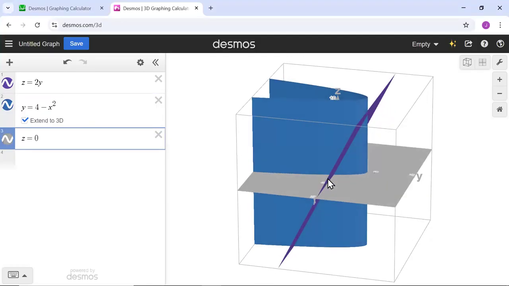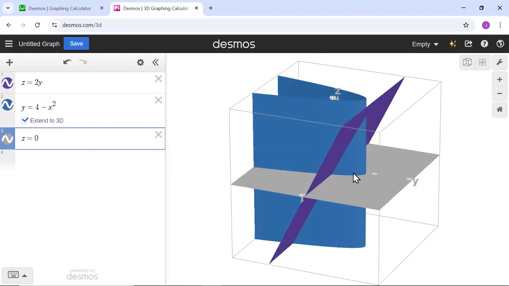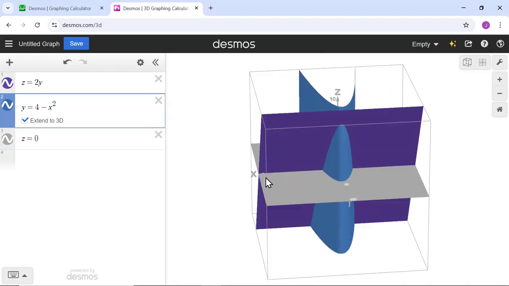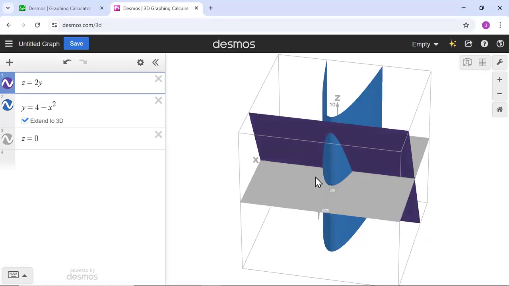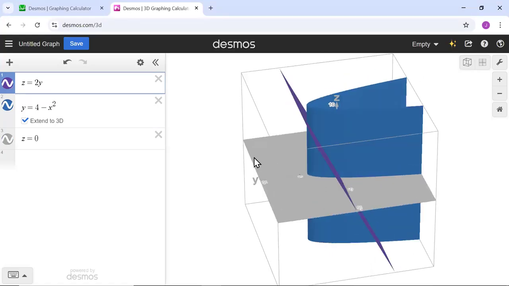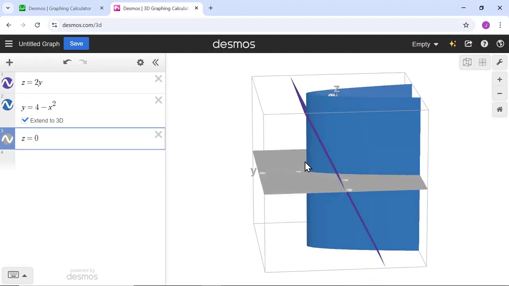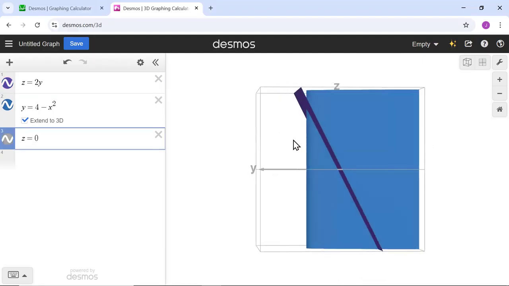So basically we get three surfaces in R3, and we're looking at where they all sort of overlap and create a finite bounded space in R3. That's going to be this section right here.